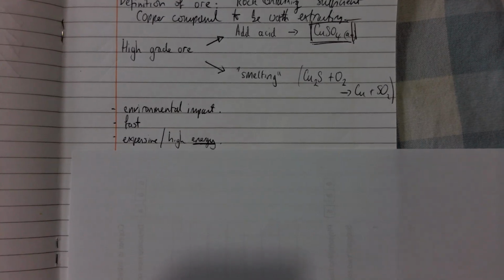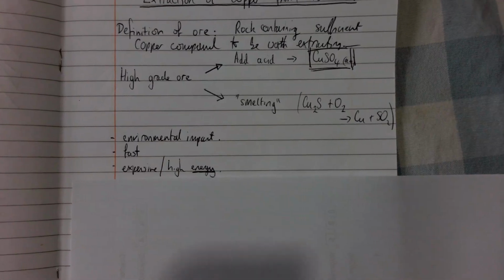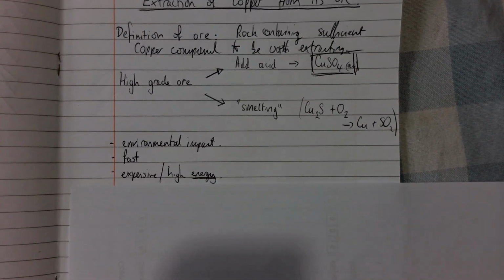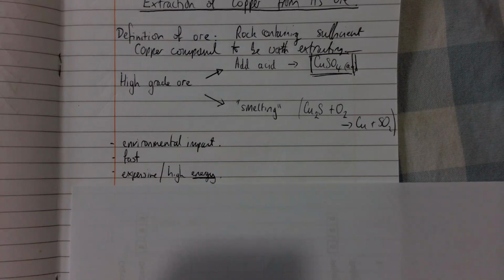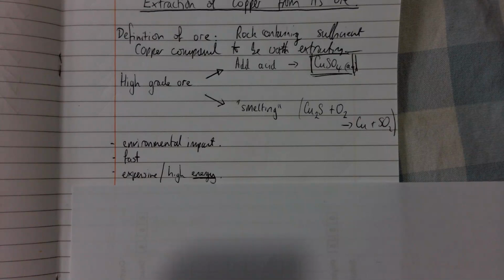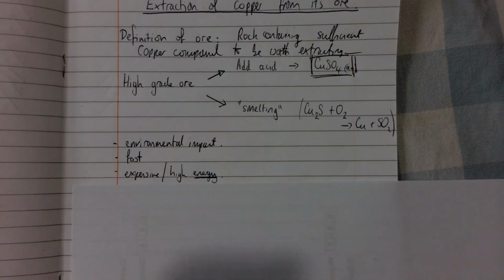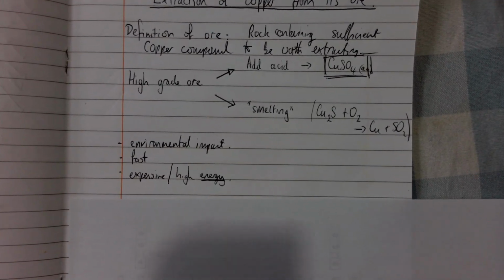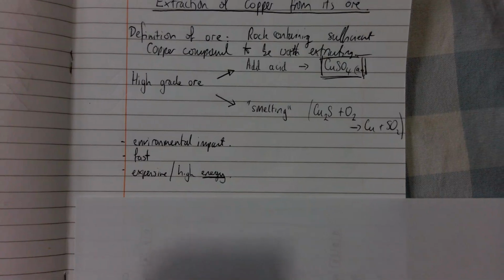So be aware that this topic does involve some evaluation, some comparison of different methods of extracting copper. And they like this idea in the GCSE, comparing two ways of doing things and evaluating those two methods. So the environmental impact, the speed and the cost and energy cost are some things that we'll consider.